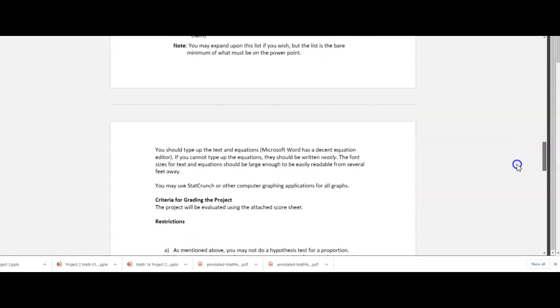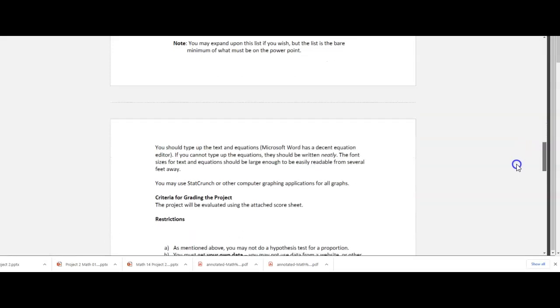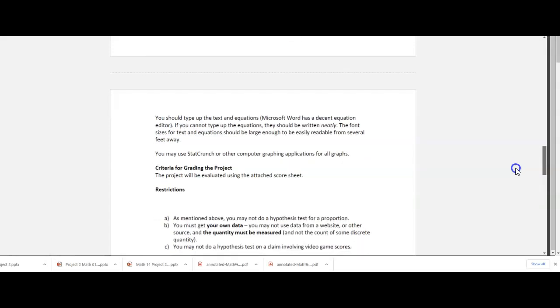Note, you may expand on this list if you wish, but the list is the bare minimum of what must be on your PowerPoint. You should type up the text and equations. Microsoft Word has a decent equation editor. If you cannot type up the equations, then they should be written neatly. The font sizes for text and equations should be large enough to be easily readable from several feet away. You may use StatCrunch or other computer graphing applications for all graphs.